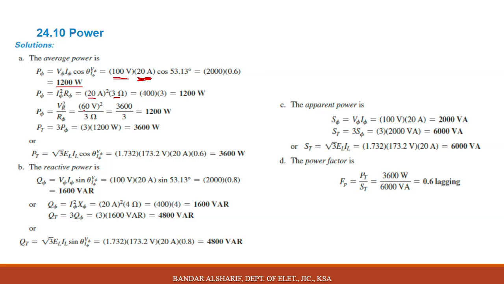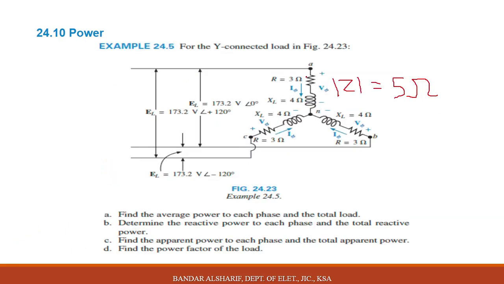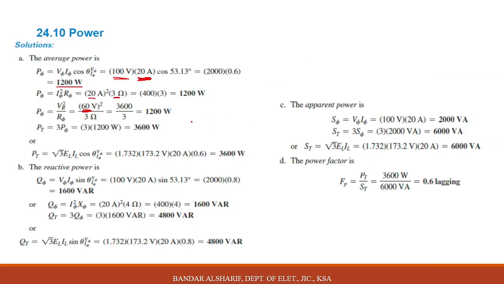Voltage 60 is the voltage across the resistor. We know that the total phase voltage is 100, but across the resistor itself it is 60 volt. If you multiply 20 ampere by 3 ohm, you will get 60. 60 squared divided by 3, 3600 by 3, is 1200 watt.